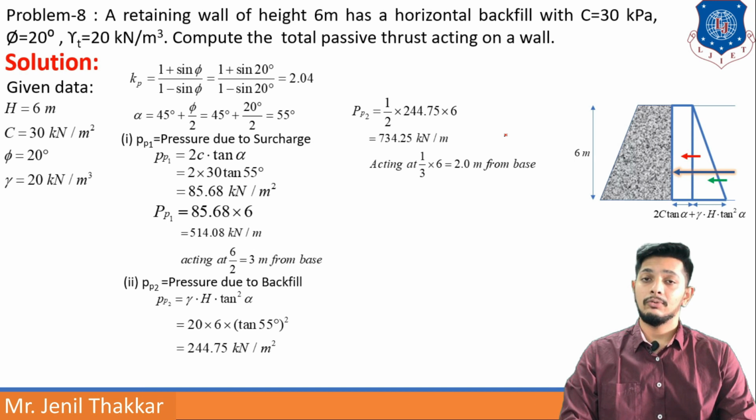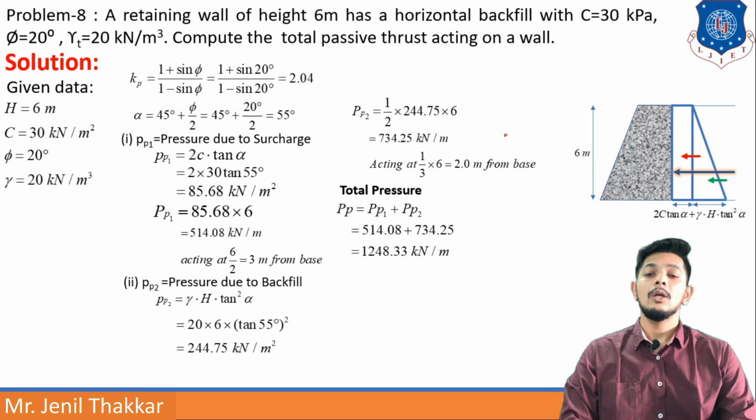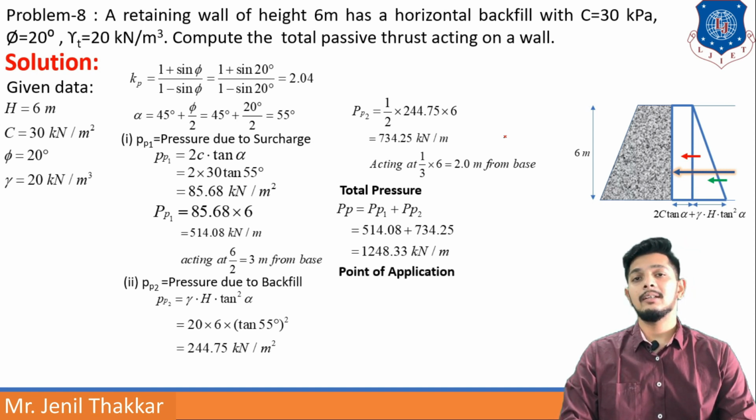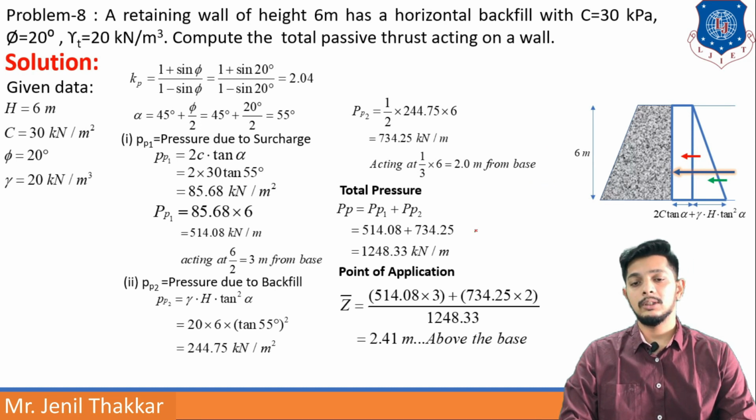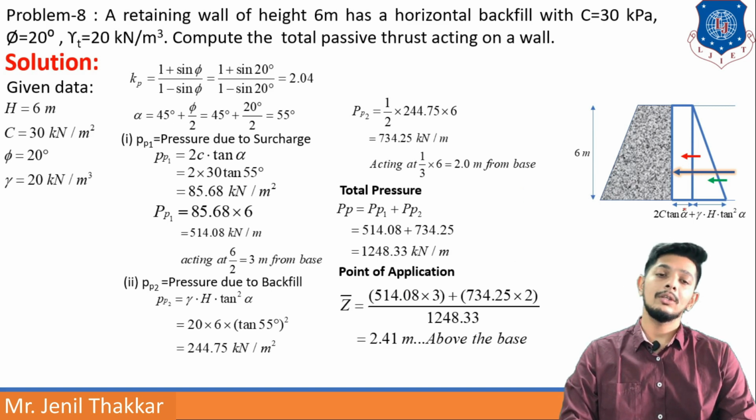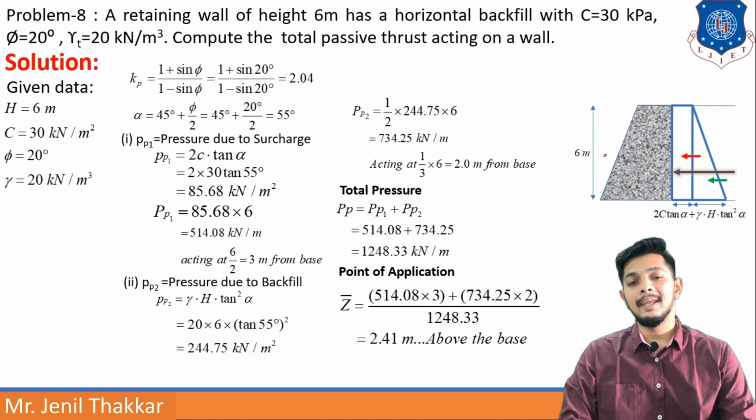So this is pressure force 1, pressure force 2. So total pressure force PP will be 1248.33 kilonewton per meter, and total pressure force will act at the mean of both the pressure forces. So Z bar can be taken as pressure force 1 into height plus pressure force 2 into height by total pressure force. Z bar will be coming out as 2.41 meter. So the total pressure force will act 2.41 meter above the base.